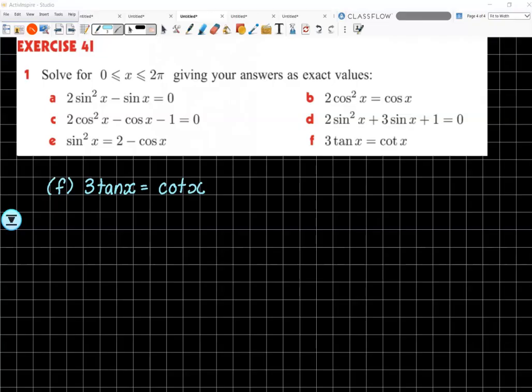Isn't cot 1 over 10? I agree with you. So shall we mess around with that one? So we've got 3 tan x equals 1 over tan x. And now what? Let's multiply up by 10. So we've got 3 tan.